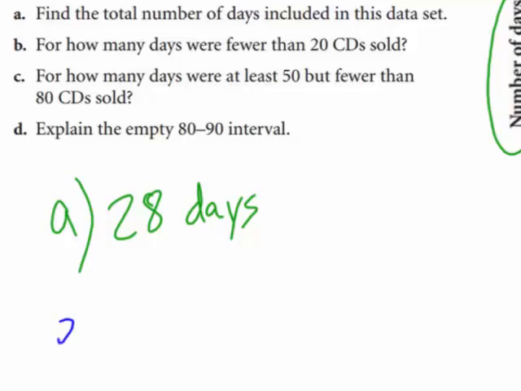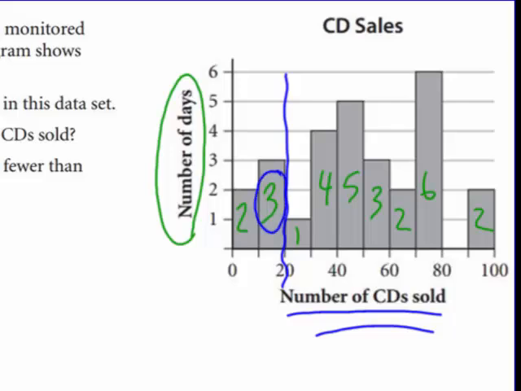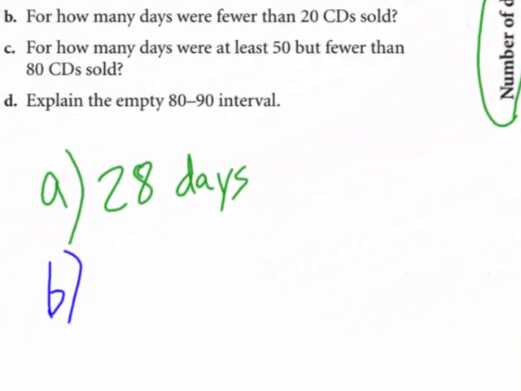Okay, what about B? It says, for how many days were fewer than 20 CDs sold? Well, let's go find our 20 CDs. So number of CDs sold is down on the x-axis. So here's 20 CDs sold. For how many total days were fewer than 20 CDs? Well, here's fewer, right? There were 3 days when it was between 10 and 20. And then there were 2 days when they sold between 0 and 10 CDs. So a total of how many days? 5 days. Okay, so you just really have to look closely at these graphs. Look at the titles. Look at the data. Okay, and really make sense of it.